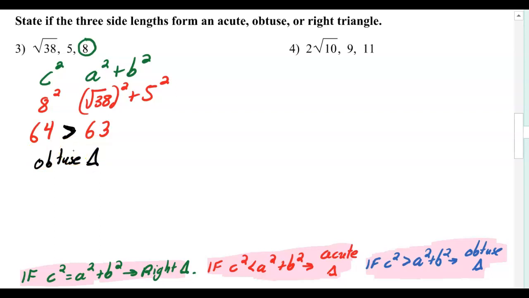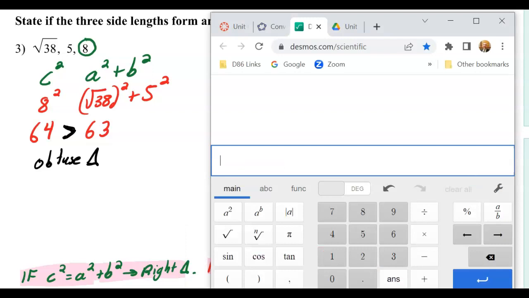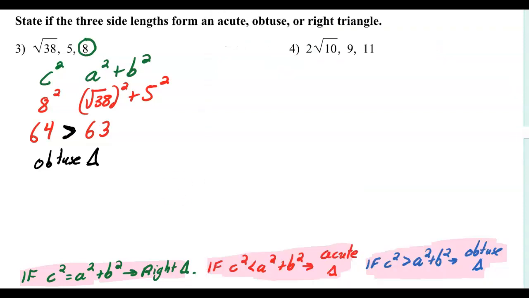Let's take a look at example number 4. Again, the first thing I need to do is identify the hypotenuse. So I'm going to go to my calculator, and I'm going to type in 2 square root of 10. Doing that, I get 6.3. So since that's around 6.3, I know that 11 would be the c value.